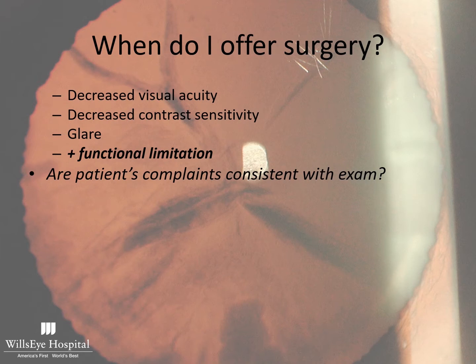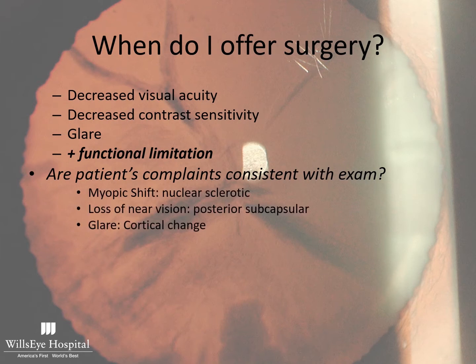And then you want to know, are the patient's complaints consistent with the exam? So someone with a mainly nuclear sclerotic cataract should have a myopic shift. Occasionally, not always, but usually. Loss of near vision is consistent with the posterior subcapsular cataract, and cortical change most commonly presents with glare difficulties, although there is crossover amongst this symptomatology.